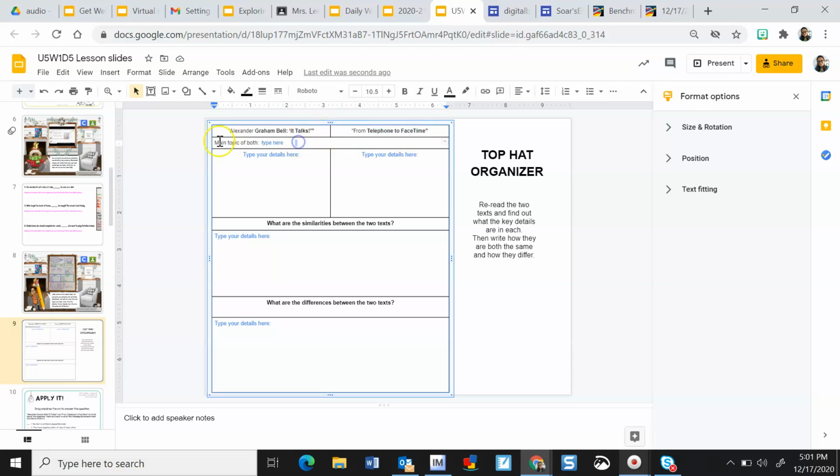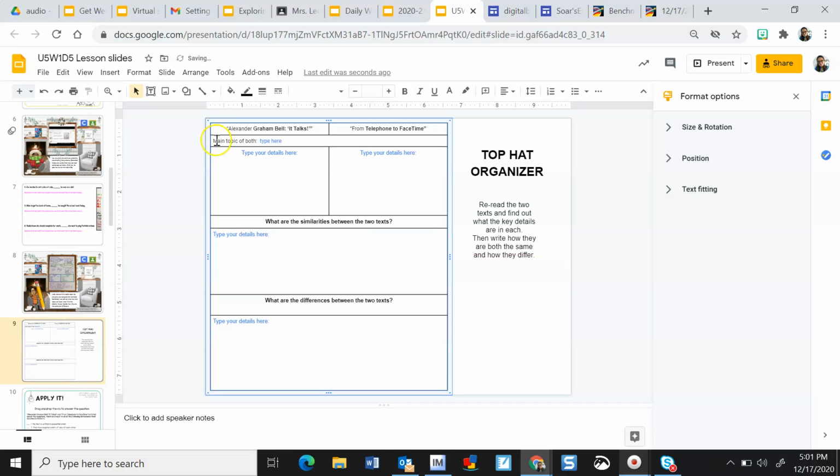And then right here in this row, what was the main topic of both of them? What were both of them trying to tell us? What were both of them about? So how are they the same? They were both talking about one thing. And I think you know what that is. So what are they both talking about? Okay, and you type that right here in this section.